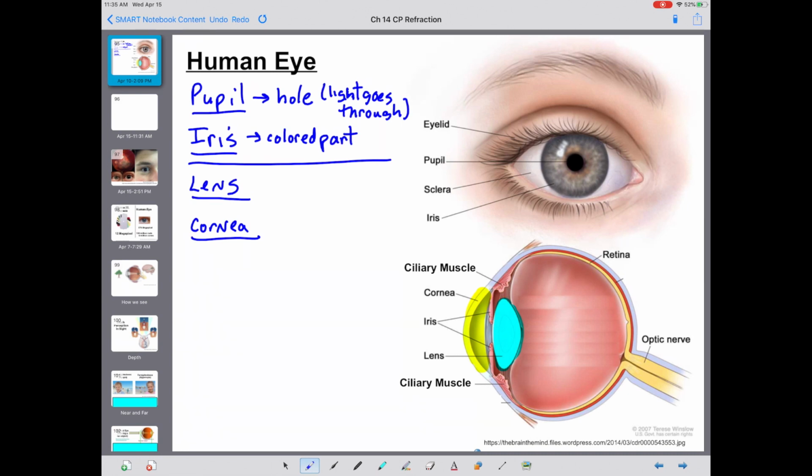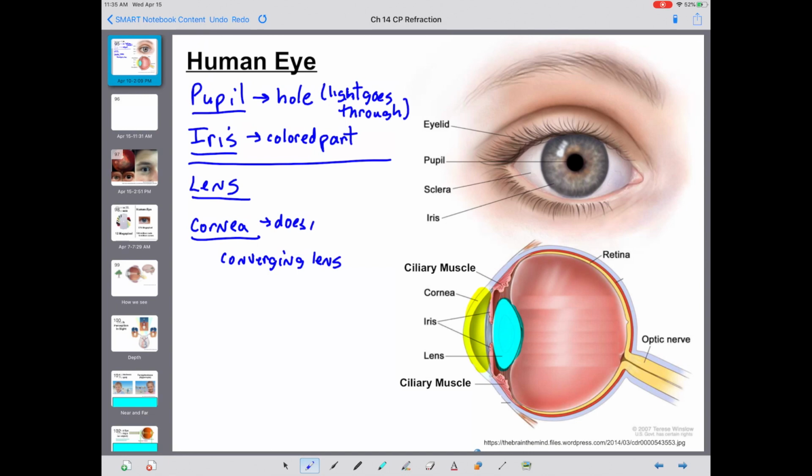Your lens and cornea both have properties to be able to refract the light. If you look at the shape of the cornea and you look at the shape of the lens, they are both in the shape of a converging lens. So both of them serve as or take on the role as a converging lens. They both refract the light.